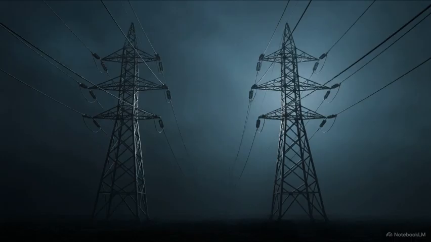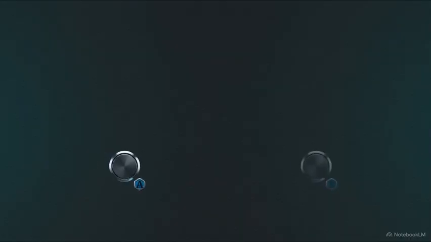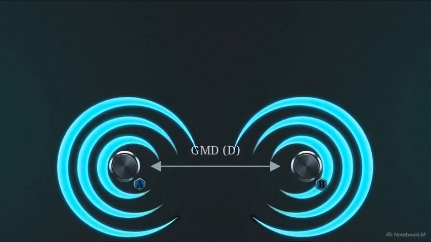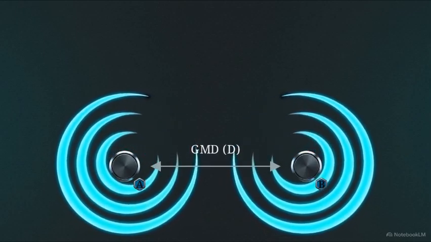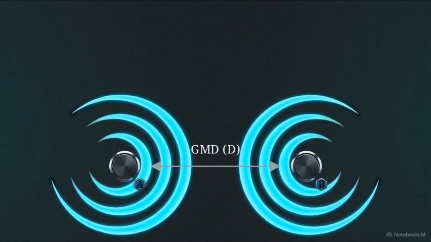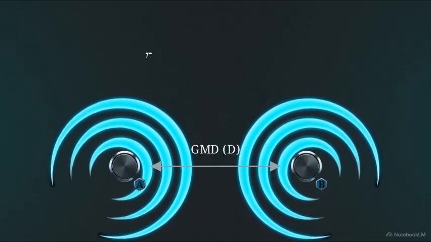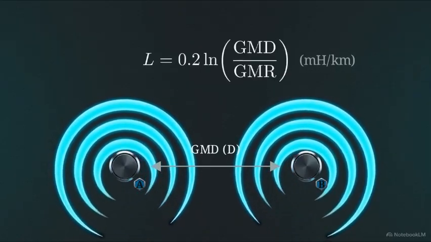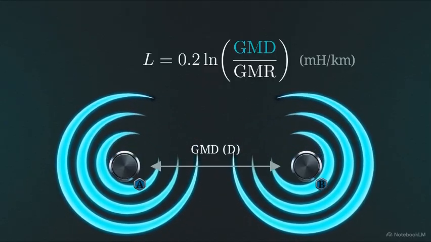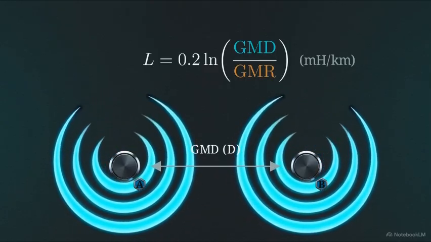Of course, a power grid requires a complete circuit. We need to introduce a return wire. In this diagram, we see two parallel wires. Because their magnetic fields overlap and interfere with one another, we have to measure the physical space between them. This distance is called the geometric mean distance, or GMD. Our unified equation now relies on a ratio. The total inductance of the line is driven by the distance between the wires, the GMD, divided by the effective size of the wires, the GMR.